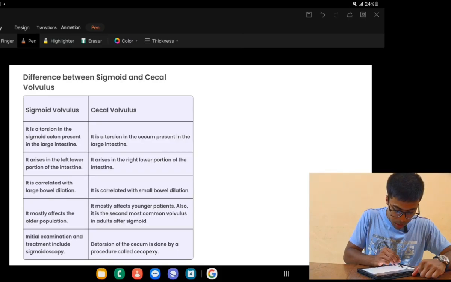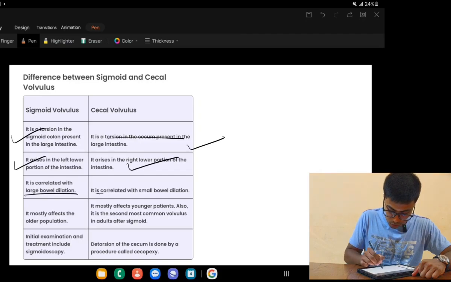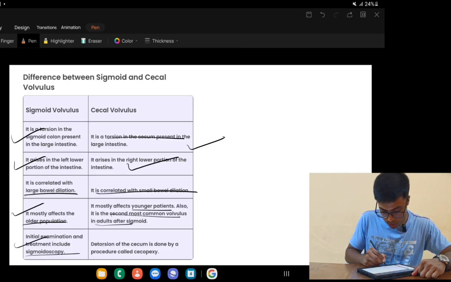Torsion in the sigmoid will present in the large intestine, sigmoid; cecal torsion in the cecum. Sigmoid arises in the left lower portion of the intestine, cecal in the right lower portion, large bowel dilation versus small bowel dilation, mostly affecting older patients versus younger adults. Cecal is the second most common volvulus. Initial examination and treatment includes sigmoidoscopy; here it is cecopexy.